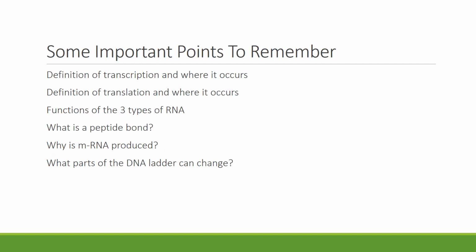The information on all these slides is important, but as you review, be sure that you go over these points. Know the definition of transcription and where it occurs, the definition of translation and where it occurs, the functions of the 3 types of RNA, what is a peptide bond, why is messenger RNA produced, and what parts of the DNA ladder can change.